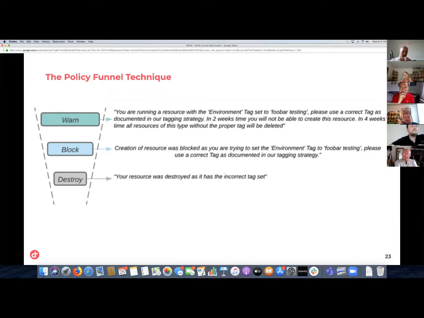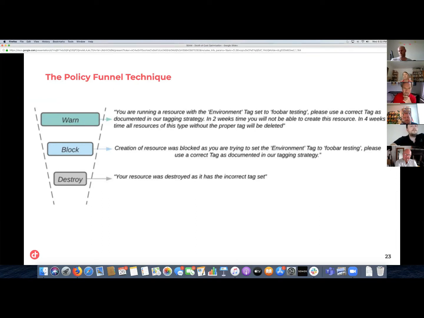And then the last stage is the destroy stage, where anything that's left that's incorrectly tagged, you can delete it and remove it. And this works as a nice funnel for different types of policies. So for example, this was a tagging one, but if you're doing something like terminating underutilized instances, you could start with a warn stage where you've identified these resources and you've notified users and said, these resources are underutilized, so we're going to turn them off.